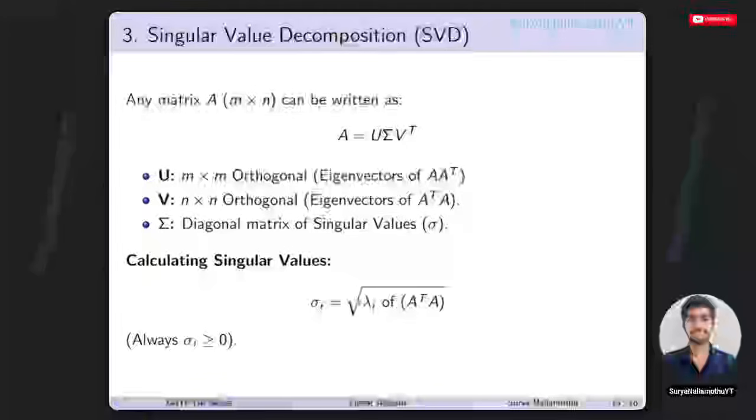And next one is singular value decomposition. In the singular value decomposition, the main important rule is we need to find the singular values. So we need to calculate them. Why do you need to calculate them?